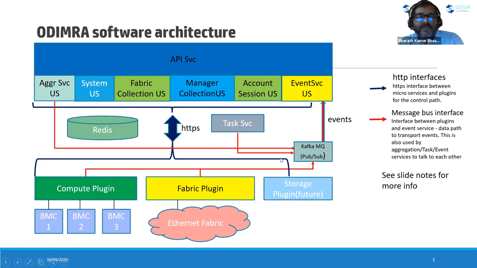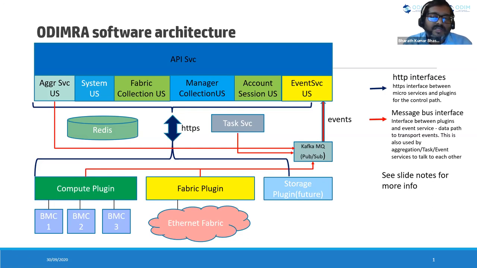And you see there's a red arrow that goes from the plugins to the message bus. What this shows is that the events, say from the iLO or BMC events or Ethernet interface fabric events, are sent to the Kafka MQ. Kafka MQ forwards that to the event service, or rather the event service pulls it from there. Then, depending on the subscriptions, we forward it to the end users in the client layer.